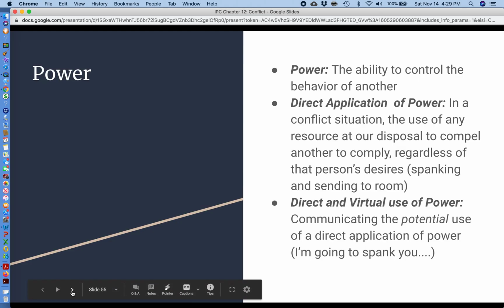So let's talk about power. Power, as we define it in communication, is the ability to control the behavior of another person. Now, there are different ways that we can exert our power. There is, for example, the direct application of power. Now, this occurs in a conflict situation, right? When you use resources at your disposal to make someone else comply, regardless of what they want to do.